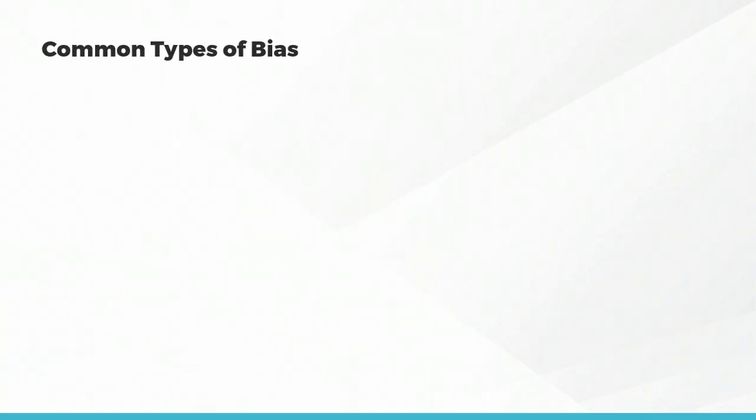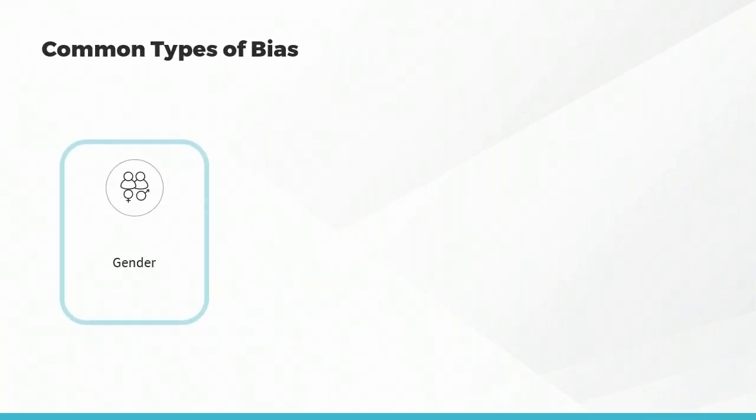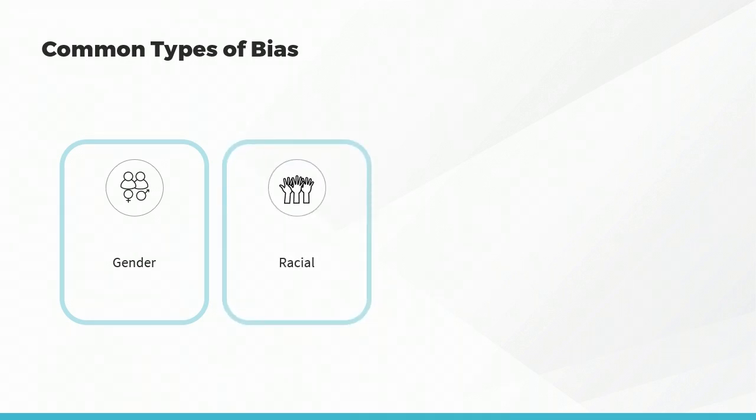Here are some common types of bias to take into consideration. Gender bias occurs when ChatGPT unfairly associates certain traits, characteristics, or occupations with a particular gender. This type of bias can have serious implications in various fields, such as hiring, education, and healthcare. An example of gender bias in ChatGPT could include assuming that a doctor is male or that a nurse is female.